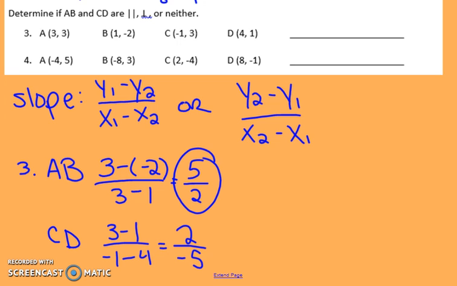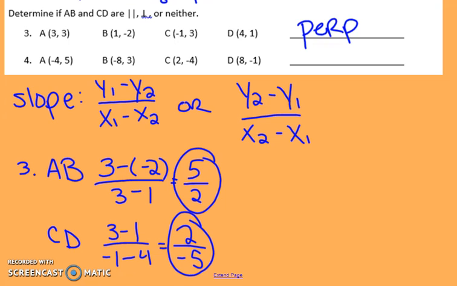If I look at those two answers, they're not the same, so they can't be parallel. However, if I take 5/2 and I flip the fraction and take the reciprocal of it, I get 2/5. One number's positive, one number's negative, so they are opposite of each other. So for number 3, they are perpendicular to each other. They are perpendicular.